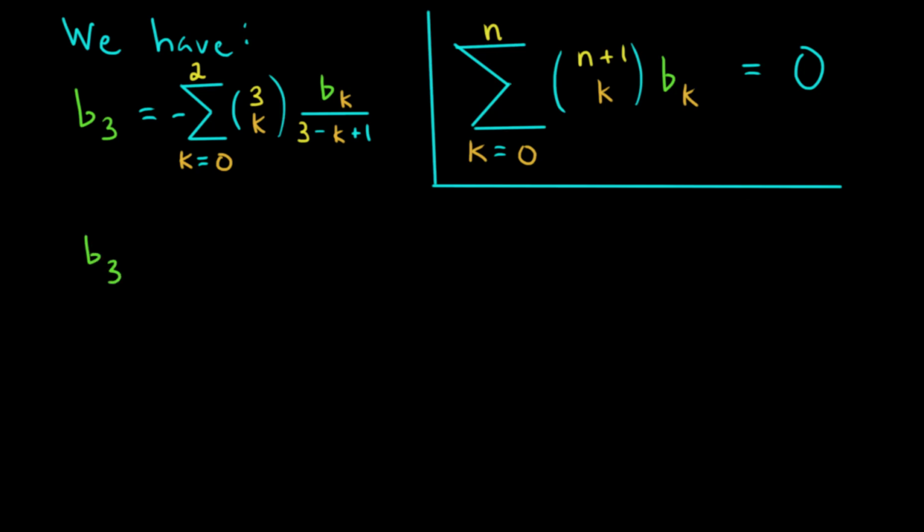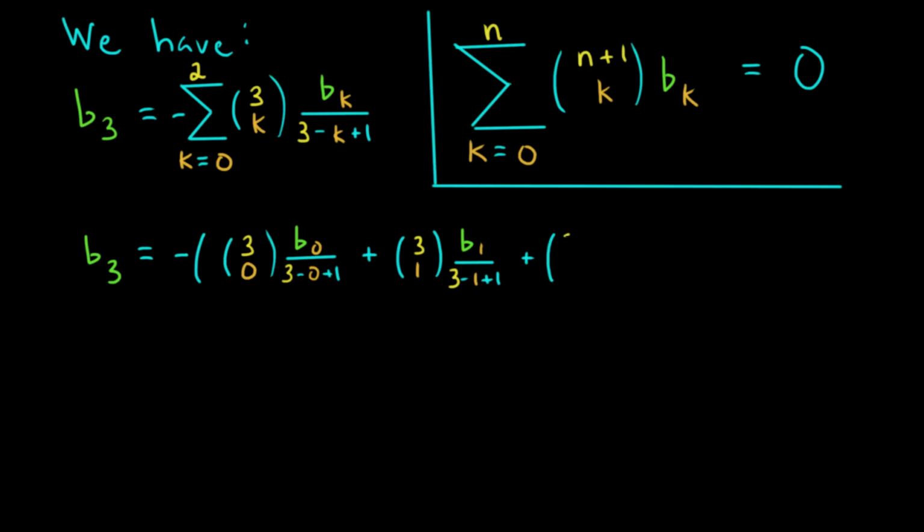So let's unpack this sum. b sub 3 equals the negative of the sum of our terms: 3 choose 0 times b sub 0 over 3 minus 0 plus 1, plus 3 choose 1 times b sub 1 over 3 minus 1 plus 1, plus 3 choose 2 times b sub 2 over 3 minus 2 plus 1. I hope you can see how this formula is recursive. We can only determine b sub 3 after we know b sub 0, b sub 1, and b sub 2.